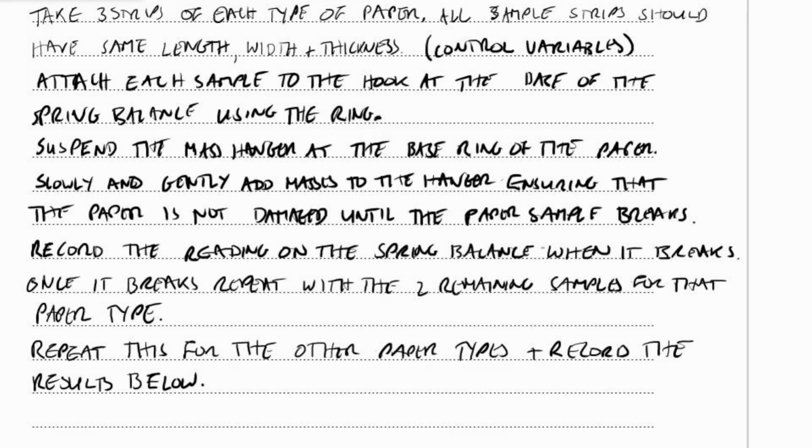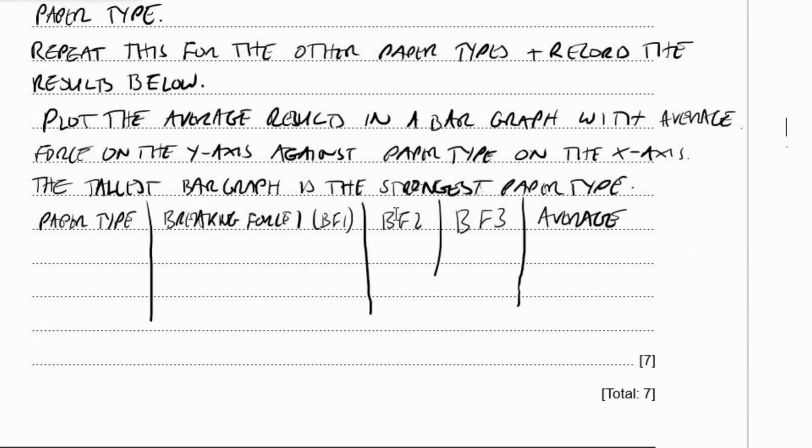Right, so what we want to do then, attach each sample to the hook at the base of the spring balance using the ring. Suspend a mass hanger at the base ring of the paper. Slowly and gently add masses to the hanger, ensuring the paper is not damaged, until the paper sample breaks. Record the reading on the spring balance when it breaks. Once it breaks, repeat with the 2 remaining samples for that paper type. Repeat this for the other paper types and record the results below. Plot the average results in a bar graph with average force on the y-axis against paper type on the x-axis. The tallest bar is the strongest paper type.